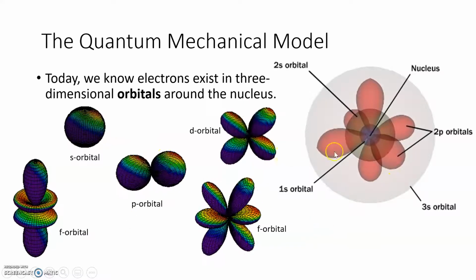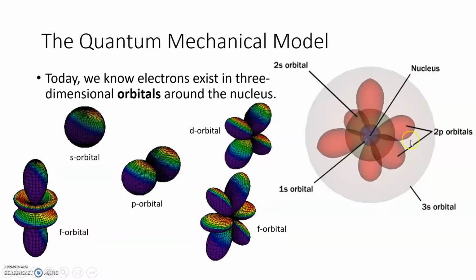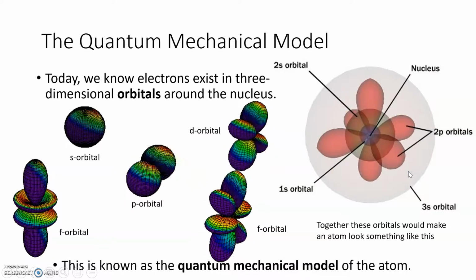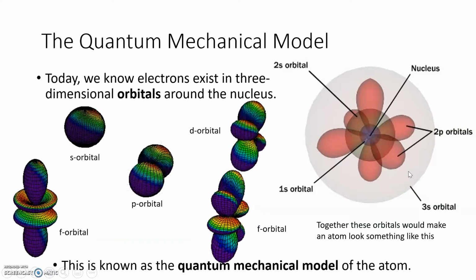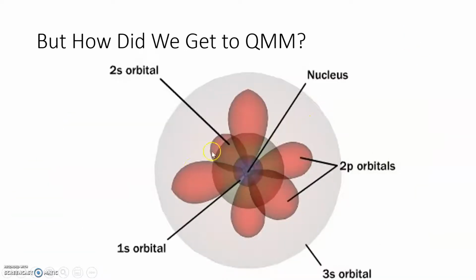When you put them all together, so here's an atom that has a couple of s orbitals, a couple of p orbitals, and this is what atoms with their electrons look like. And this is known as the quantum mechanical model, the QMM. And that's what we're going to talk about a lot this chapter.